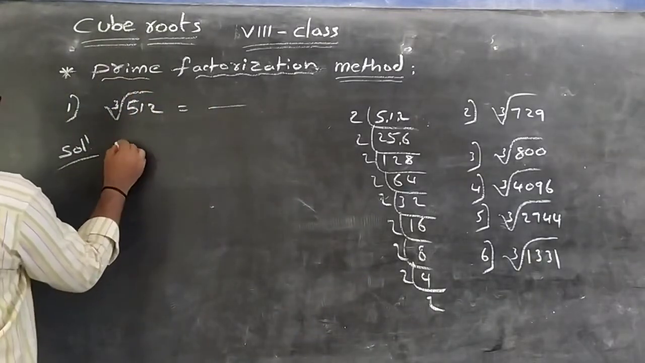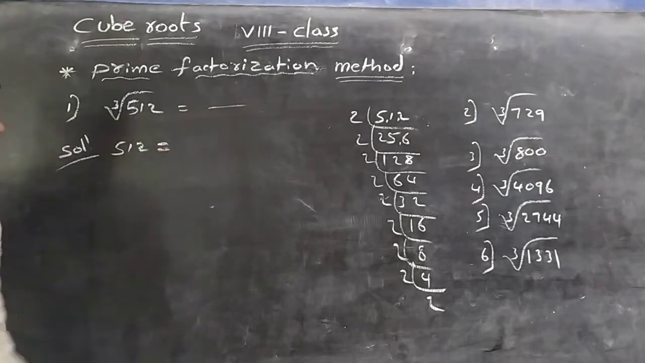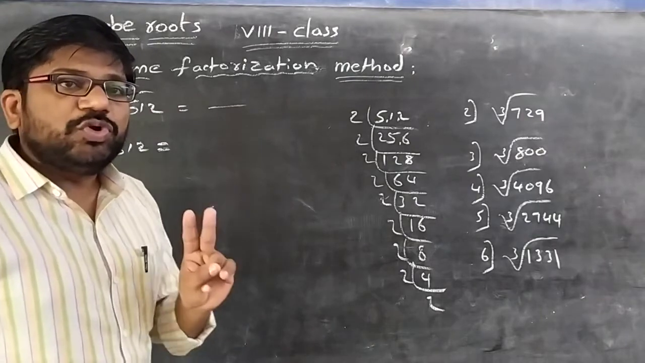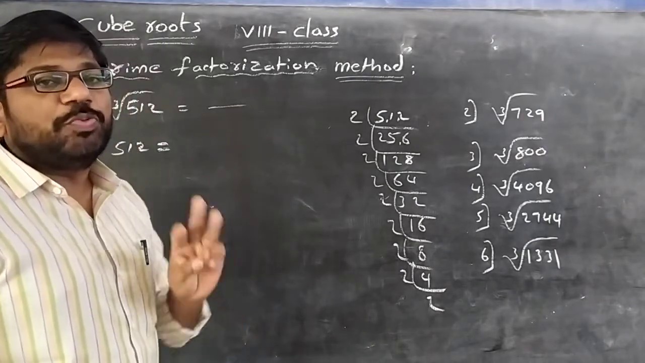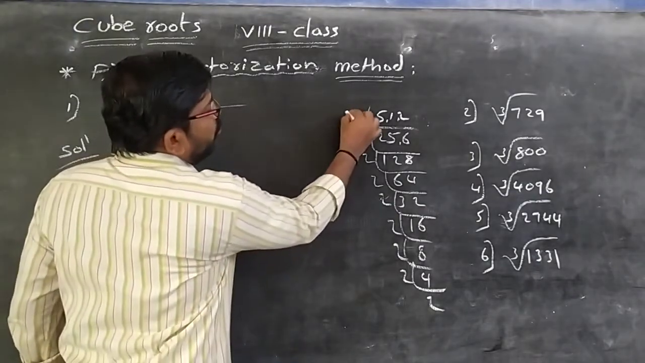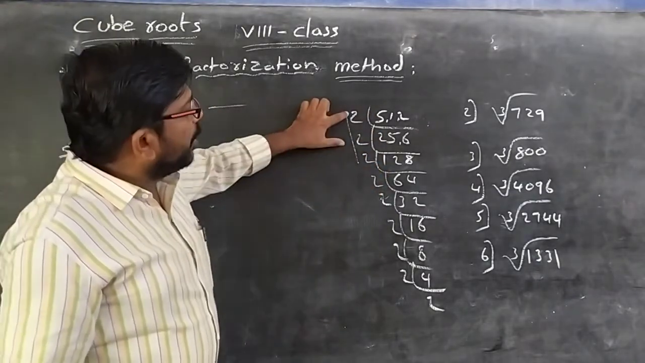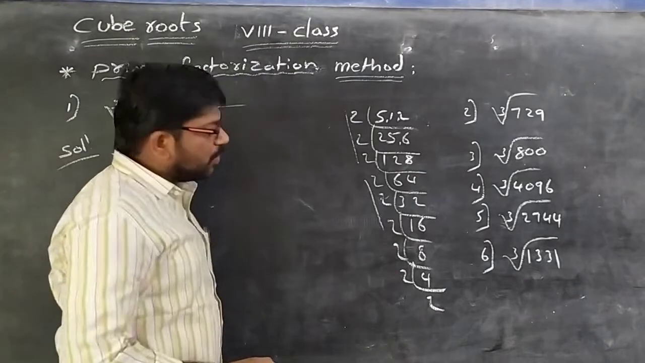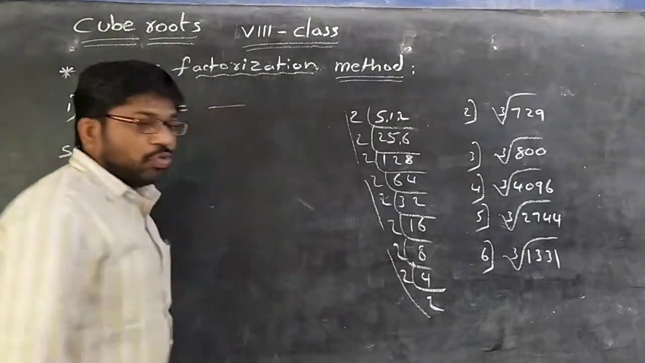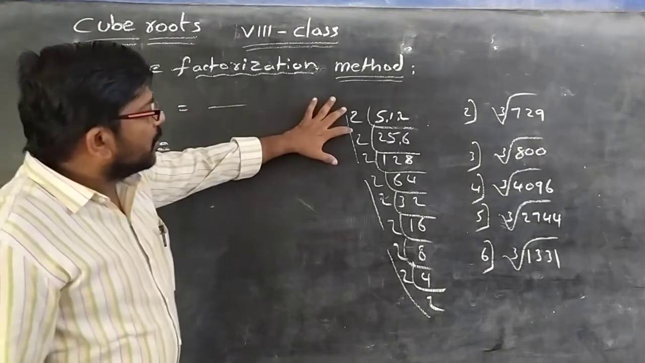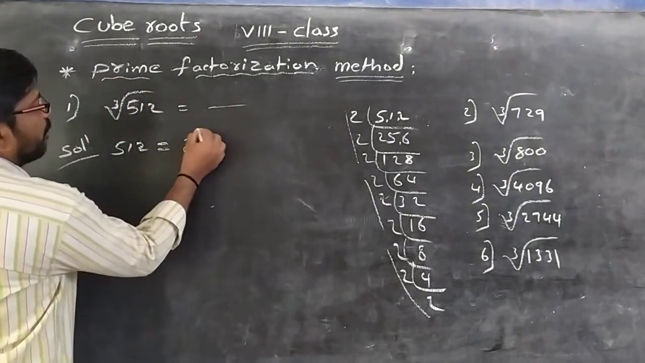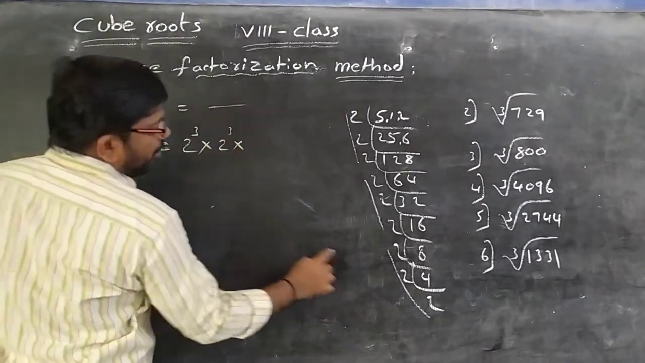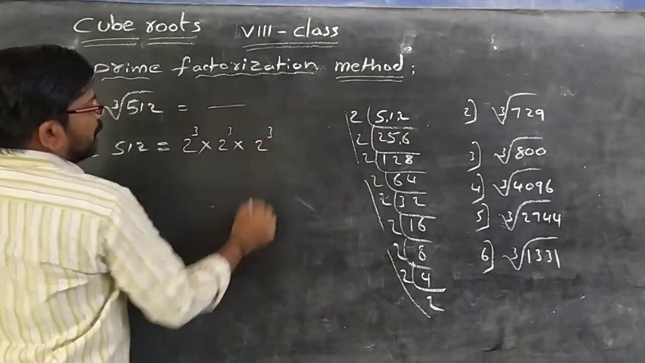So 512 can be written like this. In square roots we group 2 numbers, but in cube roots we group 3 numbers. So 2 into 2 into 2 is one group, 2 cube. And again 2 into 2 into 2 is one group, and the next one is also a group. So 2 cube into 2 cube into 2 cube.